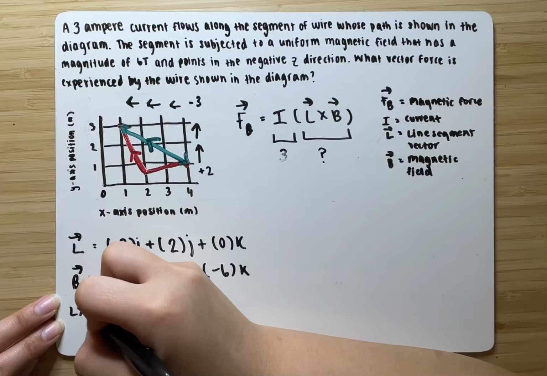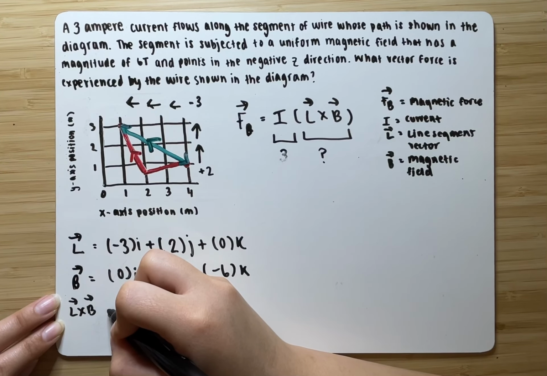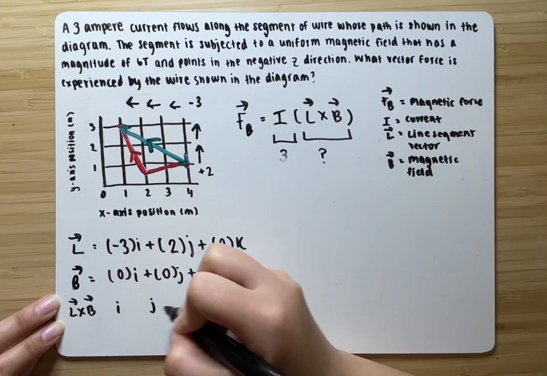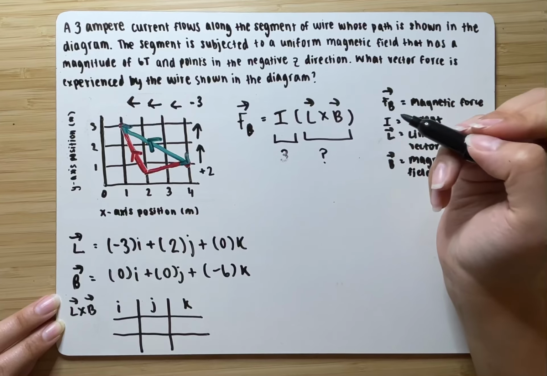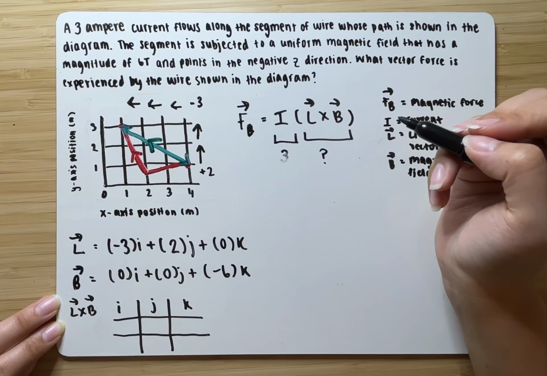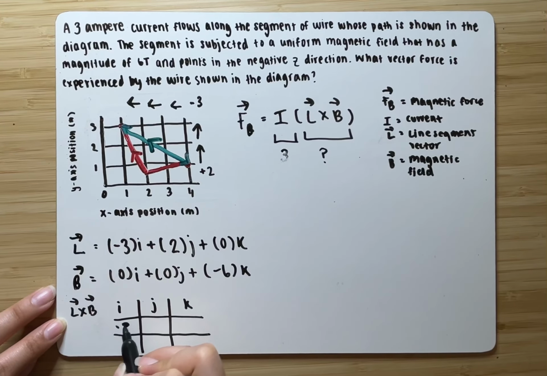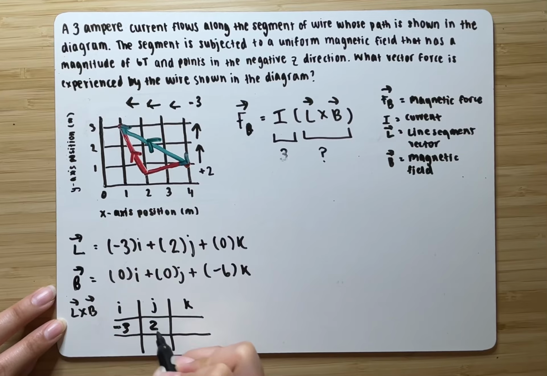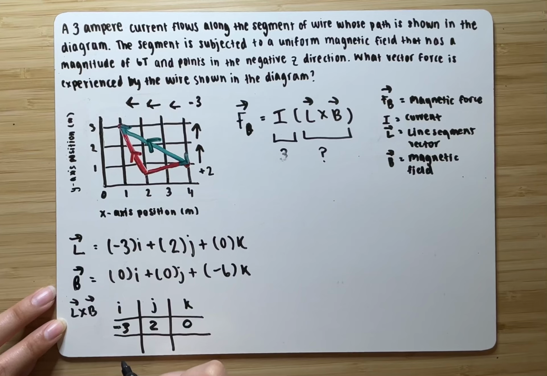So all we have left to do is find the cross product of the 2. Okay, L cross B. So let's write i, j, k, and set up our calculation. Starting with the line segment, our i is going to be -3, our j is going to be 2, and our k is going to be 0. For our B magnetic field vector, our i is going to be 0, j is going to be 0, and k is going to be -6.